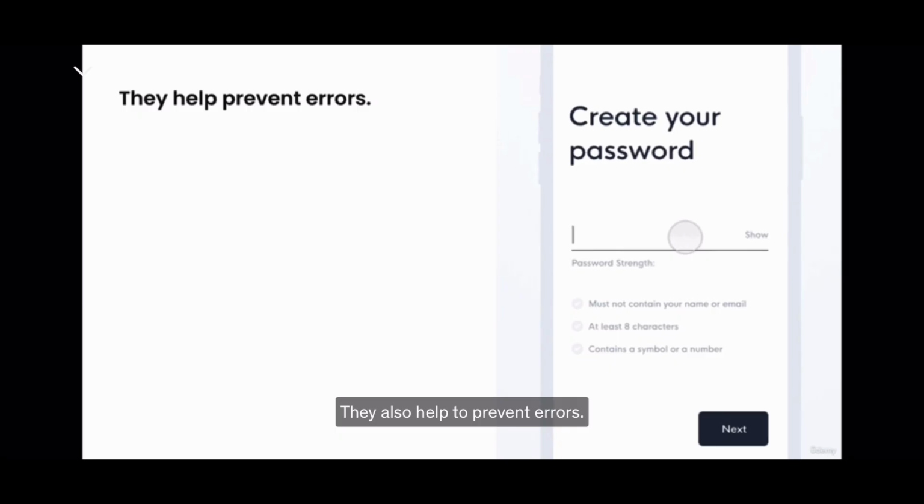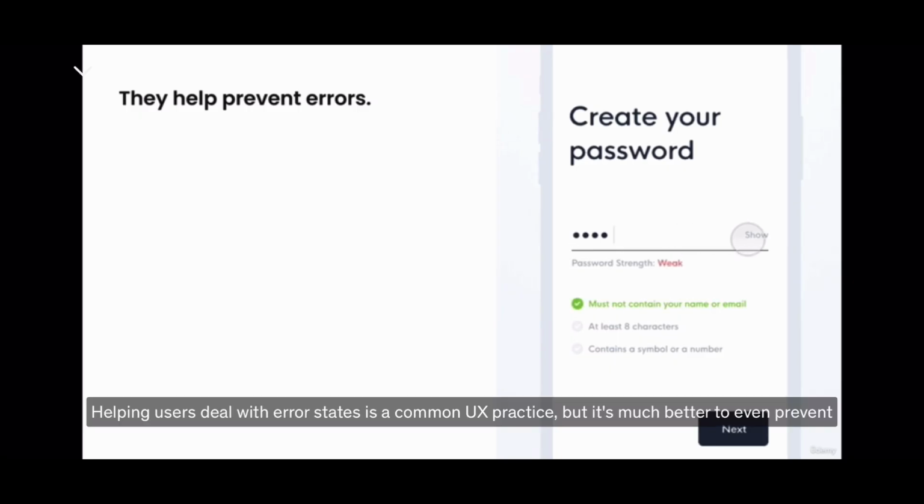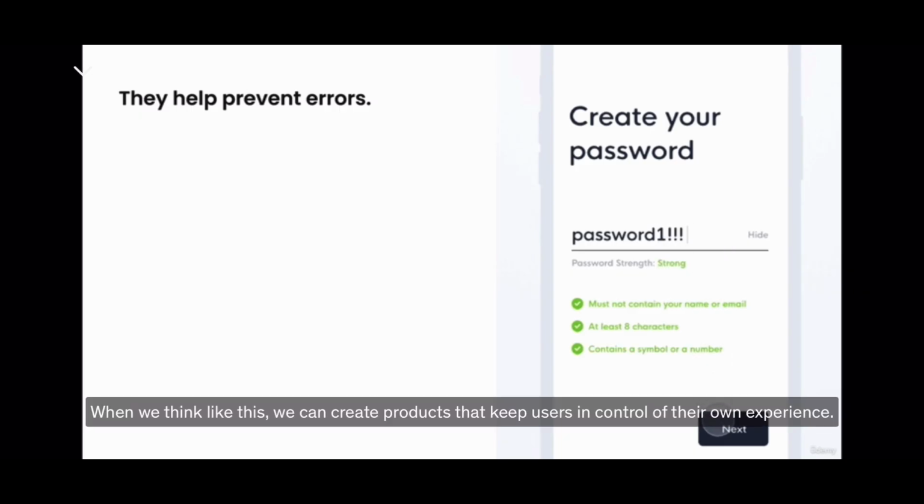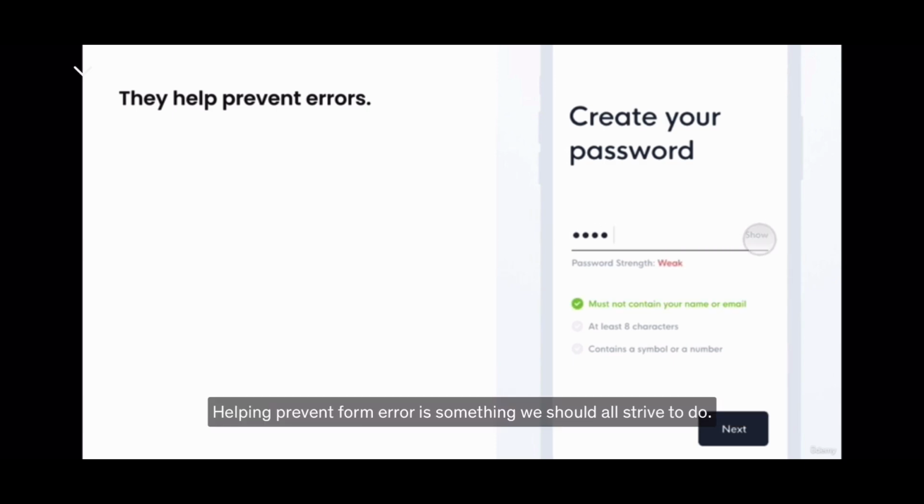They also help to prevent errors. Helping users deal with error states is a common UX practice, but it's much better to even prevent them from happening. When we think like this, we can create products that keep users in control of their own experience. Helping prevent form errors is something we should all strive to do.